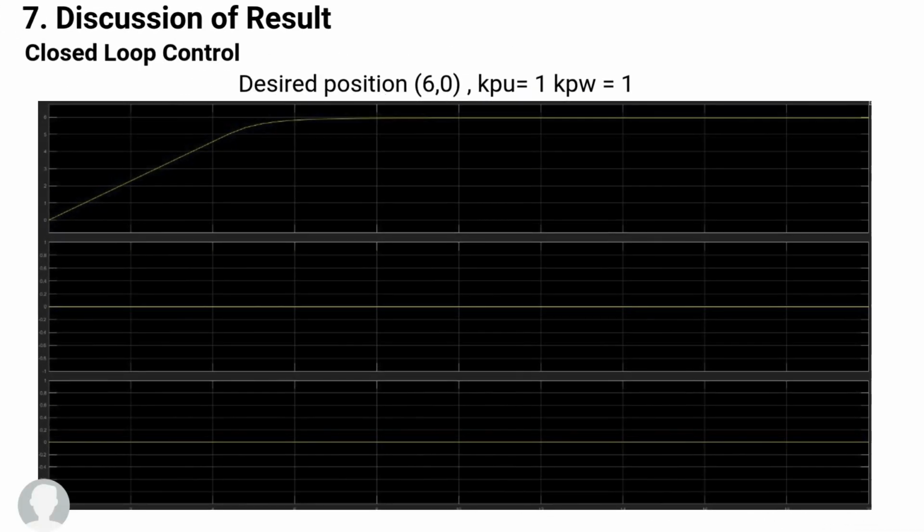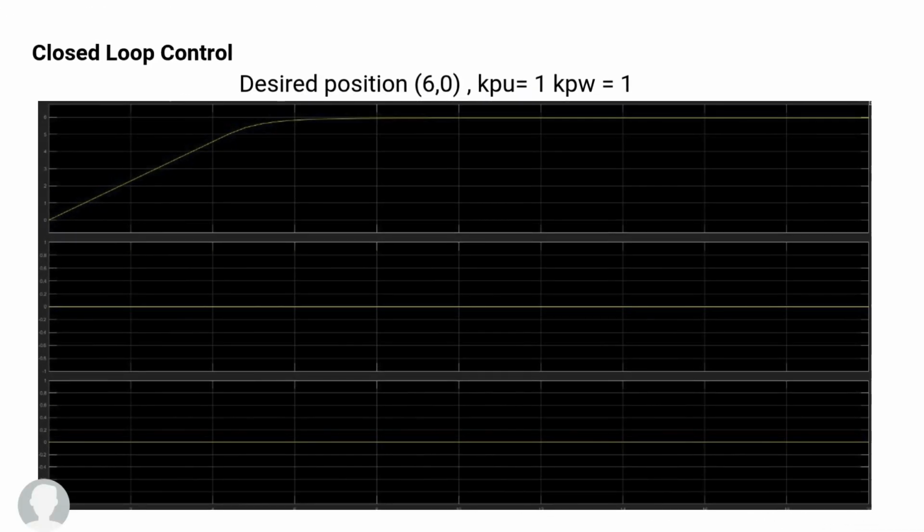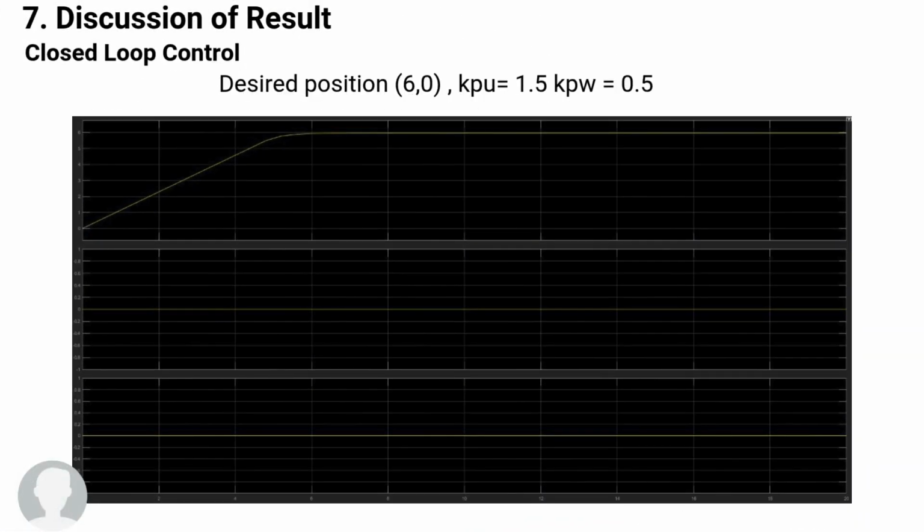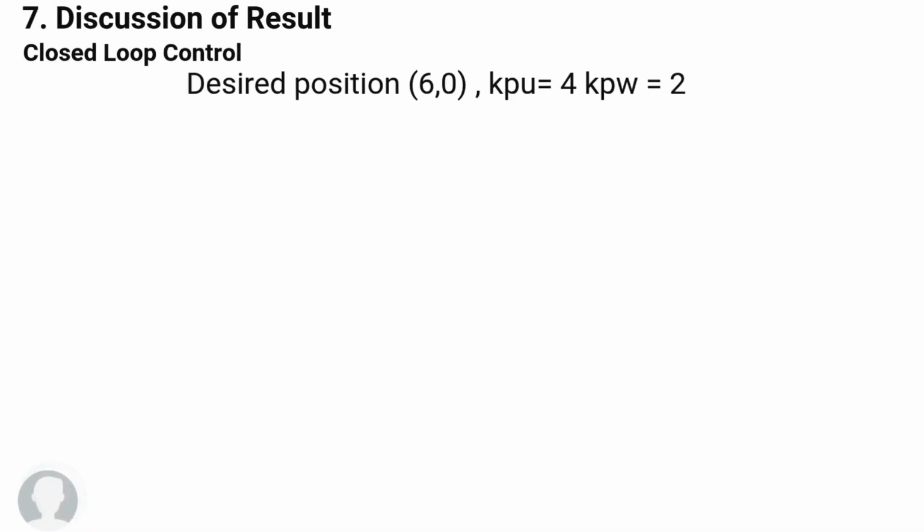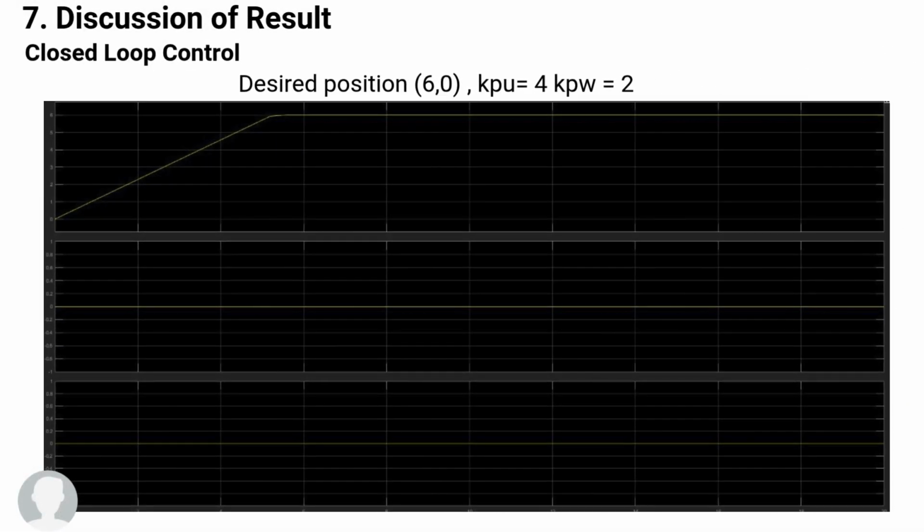This is the result where the KPU is 1 and KPW is 1. This is the result where the KPU is 1.5 and KPW is 0.5. This is the result when the KPU is 4 and KPW is 2.